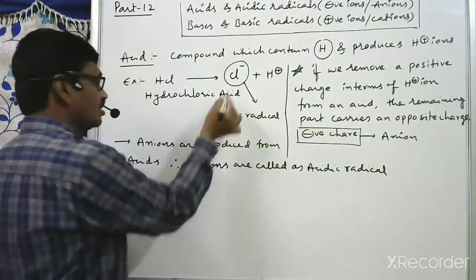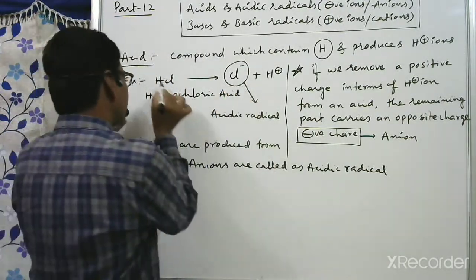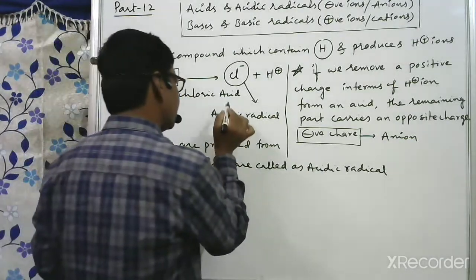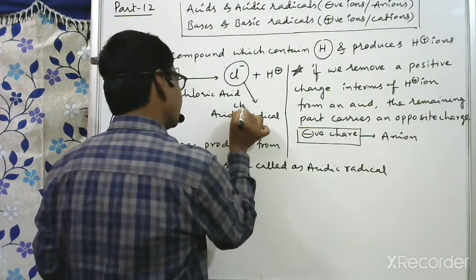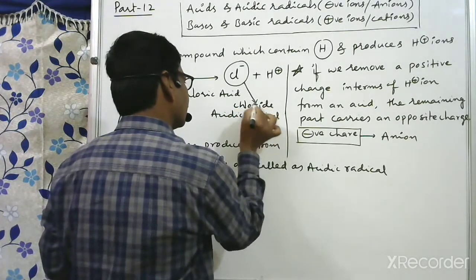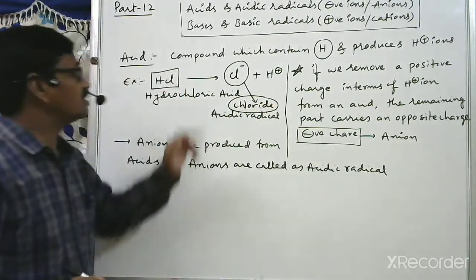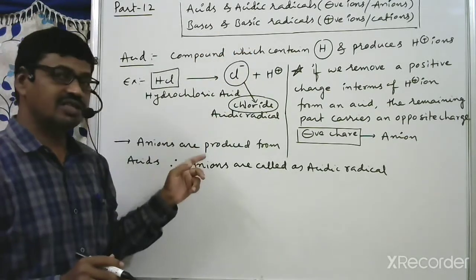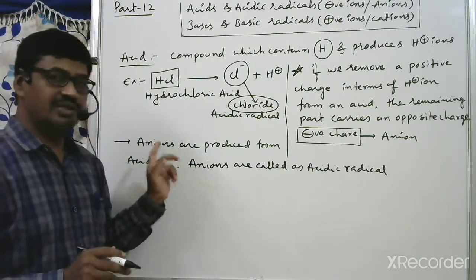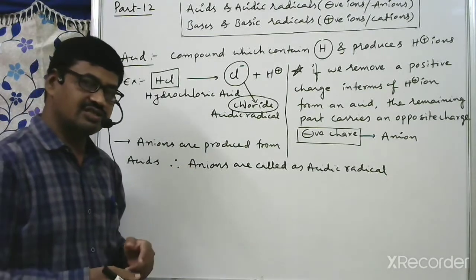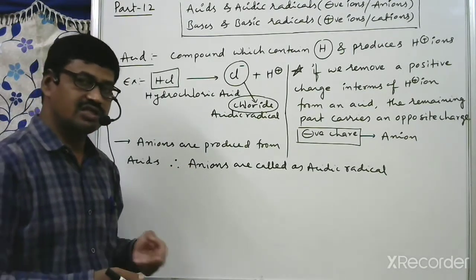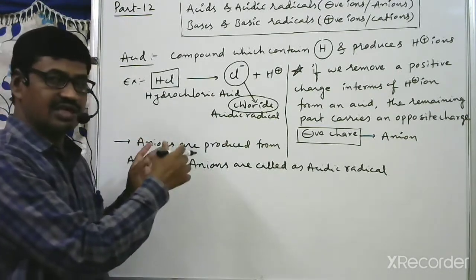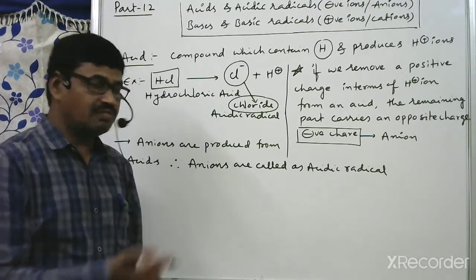So here this is the chloride ion. This is the acidic radical produced by HCl, and this is called chloride ion. Like this, for bases, the same explanation we can give. Basic radicals are formed by bases. Otherwise, positively charged ions are formed by bases. Therefore, positively charged ions, otherwise cations, are called basic radicals. So, after completion of acidic radicals and examples, we will discuss basic radicals also.